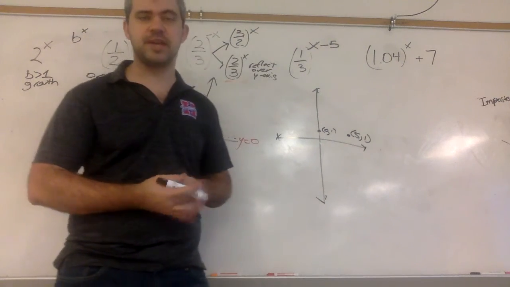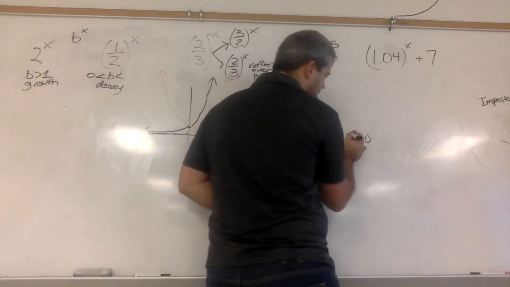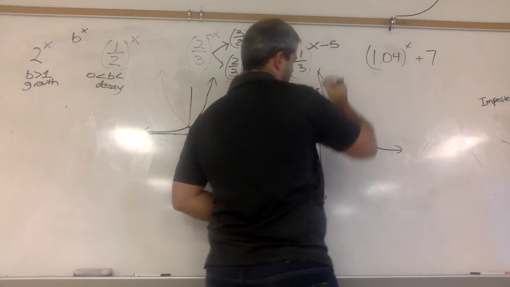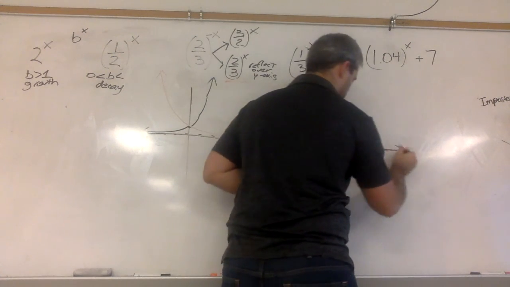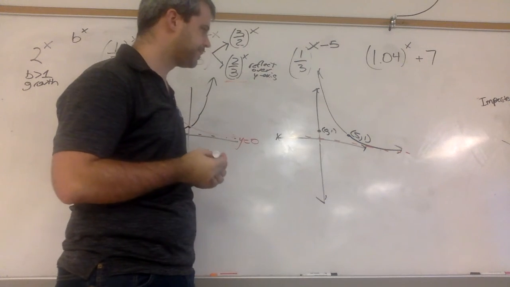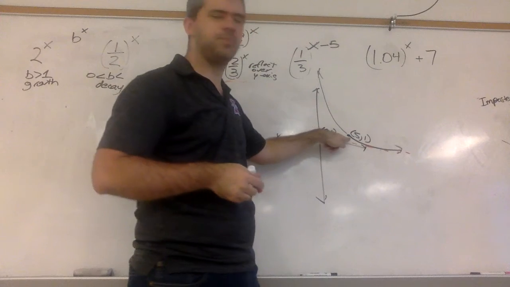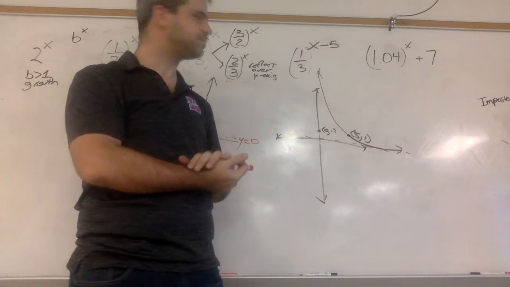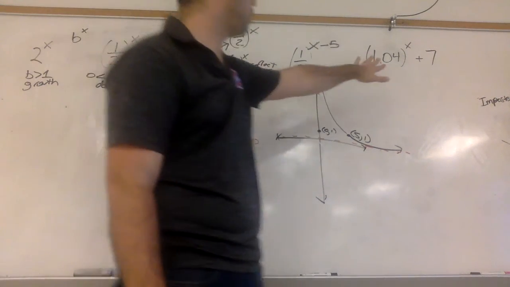Now it's 1/3. Is that growth or decay? That's decay. So we've got this asymptote right here. And when I go the other way, I'm kind of exploding up. So this is gradually decaying, but it's shifted over 5. All right. Let's take a look at one more.